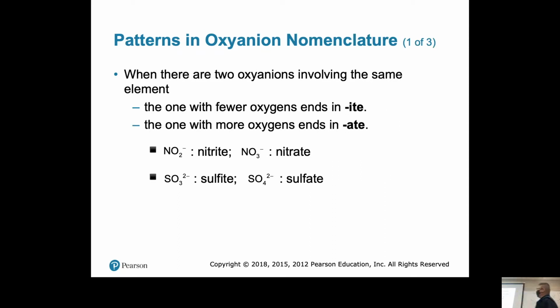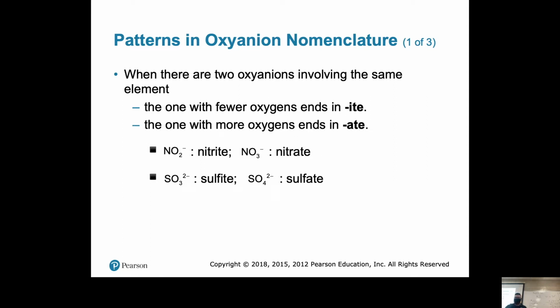Okay, we also have this thing called oxyanions, which are ions that have oxygen in them. When these two oxyanions involve the same element, you have ite and ate. So the question then is, how do you tell the difference? Which one's ite and which is ate? Ate will always be the polyatomic that has an extra oxygen. So look at sulfate here. Sulfate has an SO4 2 minus, that's its charge. But when you have an SO3 2 minus, it's sulfite.